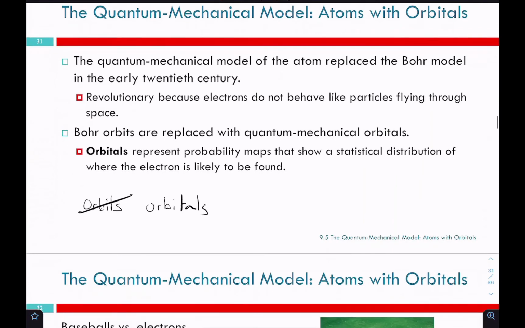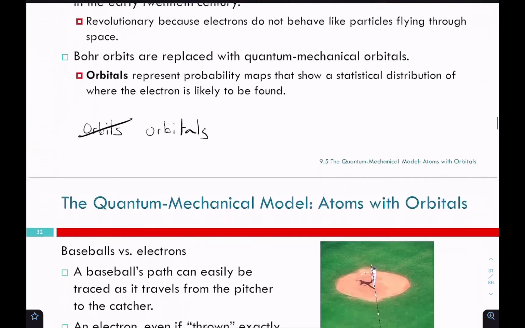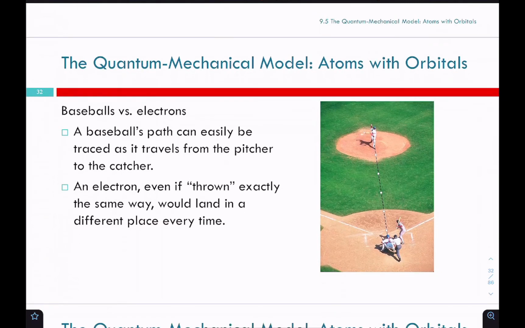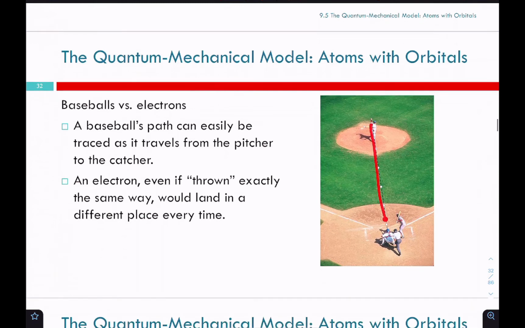So they're no longer particles flying through space. They're waves, or wave-like, particle-wave duality, existing around an electron. So I can describe this using an analogy with baseball. If you throw a baseball, it's very easy to trace the path of the baseball as it leaves the pitcher and goes to the catcher. Electrons, though, don't follow the same path every time. And you cannot trace its path from the pitcher to the catcher like you could a baseball. So every single time, even if it's thrown exactly the same way by a pitching machine, the electron would land in different places.